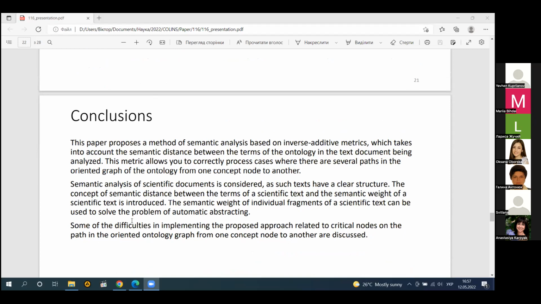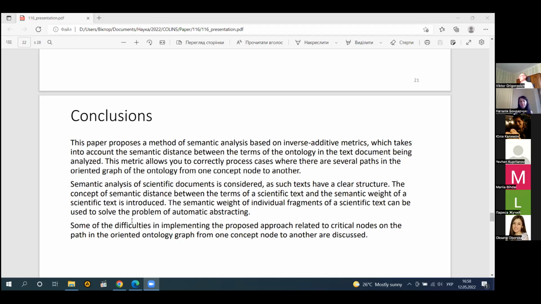This metric allows correctly processing a case where there are several paths in the oriented graph of the ontology from one concept node to another. Semantic analysis of scientific documents is considered as such texts have a clear structure. The concept of semantic distance between the terms of scientific text and semantic weight of scientific text is introduced. The semantic weight of an individual fragment of scientific text can be used to solve the problem of automatic abstracting. Some of the difficulties in implementing the proposed approach related to critical nodes on the path in the oriented ontology graph from one concept node to another are discussed.